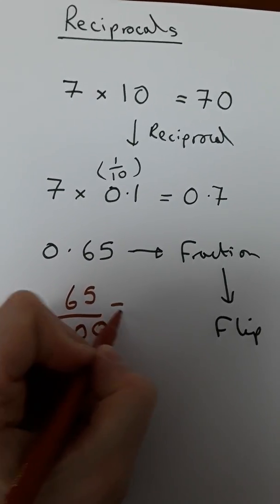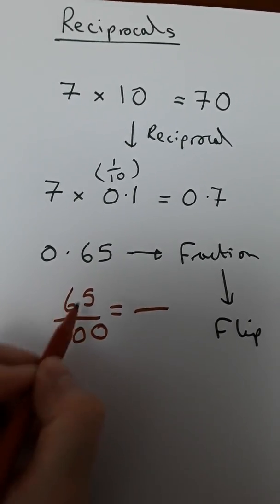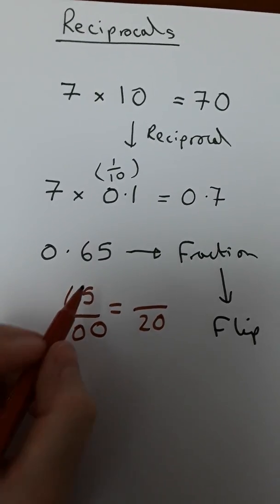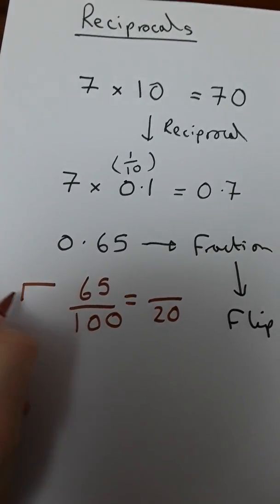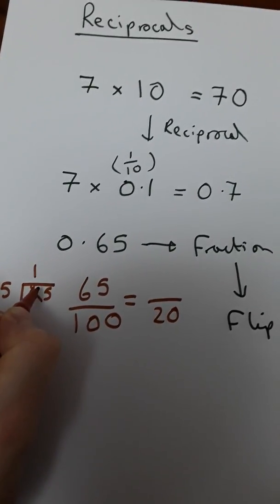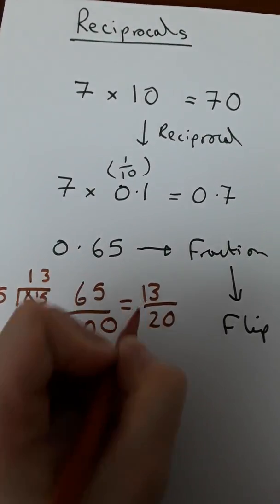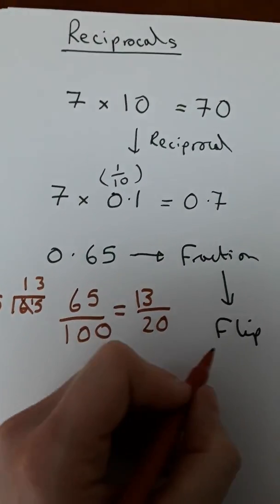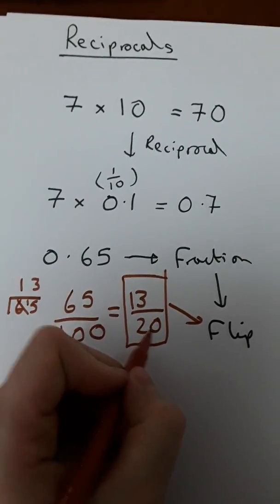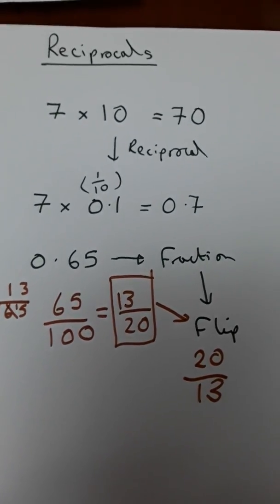So now I'm going to simplify this. How many 5s will go into 100? Well, that's 20. And how many 5s will go into 65? Well, I can work this out in a bus stop. How many 5s go into 6? That's 1. And I've got a remainder of 1, and that's 3. So I've got 13 20ths. Now, once I've got my fraction, I just need to flip it. So I will end up with 20 on top and 13 on the bottom.